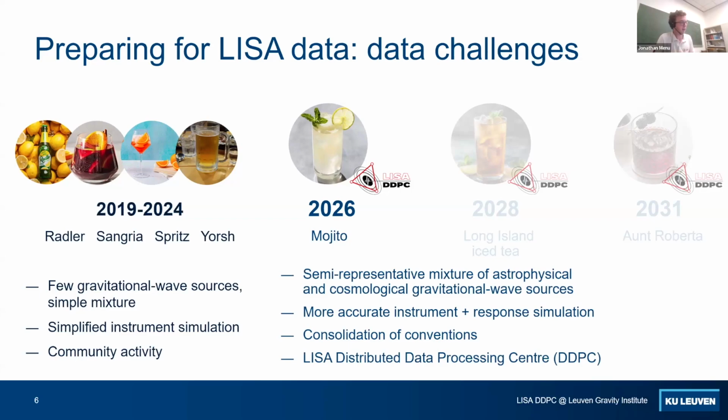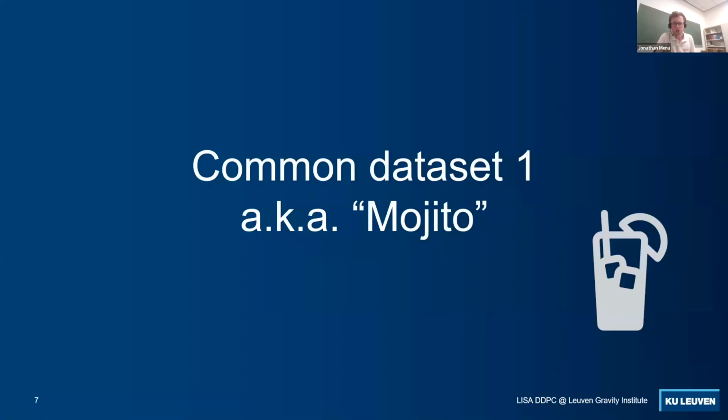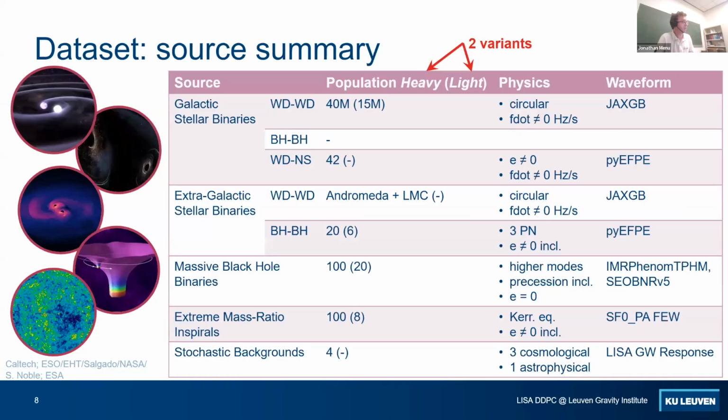We have a much more accurate instrument and response simulation. And then we think about conventions, which is probably a good idea to do. So organized, well, at least under DDBC here. So what is this first data set then? This common data set 1, also known as Mojito.